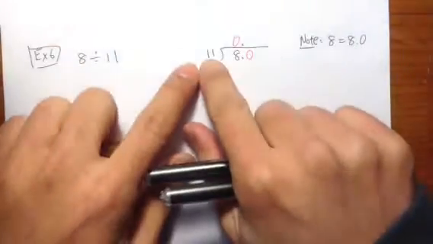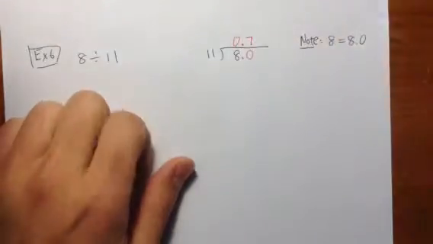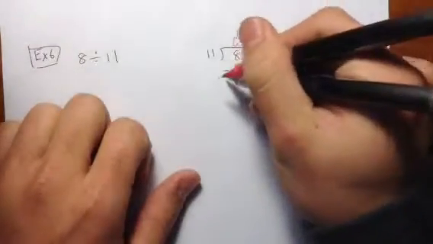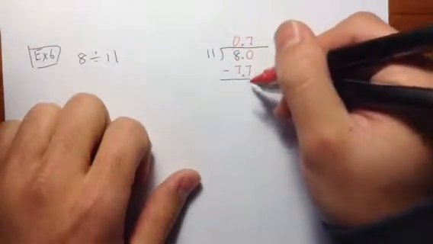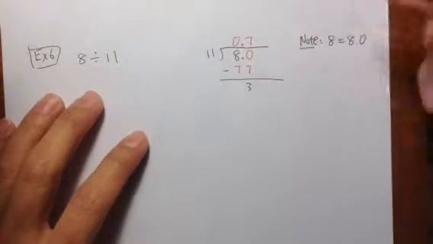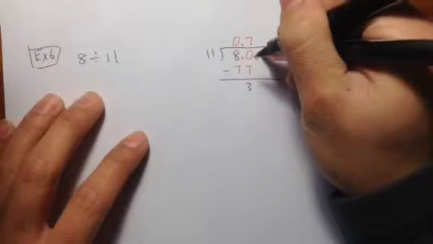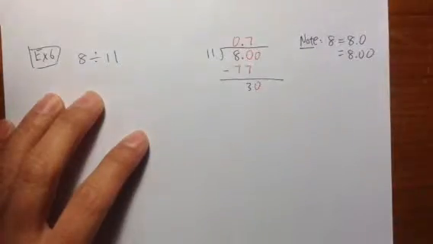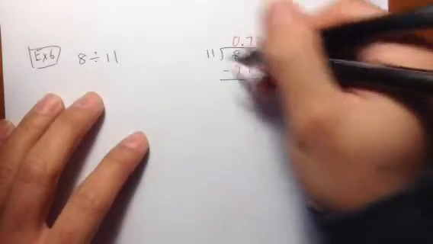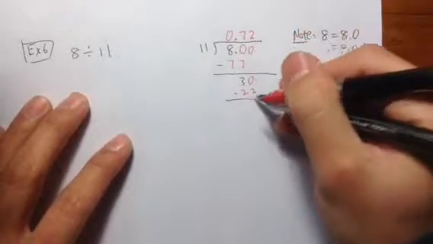Now we can look at this as 11 and 80. 11 goes into 80 7 times. 7 times 11, we get 77. And when you subtract 80 minus 77, you get 3. Well, I want to keep going, so I'm going to look at this as 8.00. So put a 0 right here, bring down this 0 here. 11 goes into 30 2 times. 2 times 11, you get 22. And subtract. 30 minus 22, we get 8.